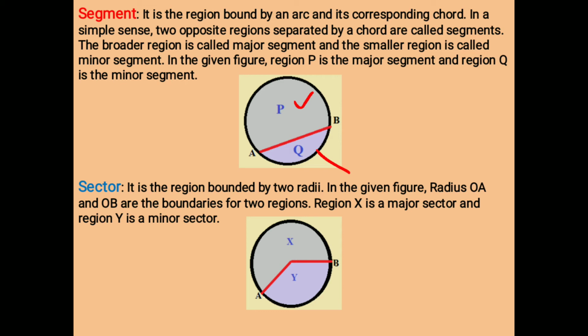radii. See in this figure, AB is the chord and it is the boundary line between the area P and Q in segment. But while discussing sector, OA is one of the radius and OB is the next radius, and these two radii are acting as the boundary between X and Y. So X is one of the sectors and Y is the other sector.